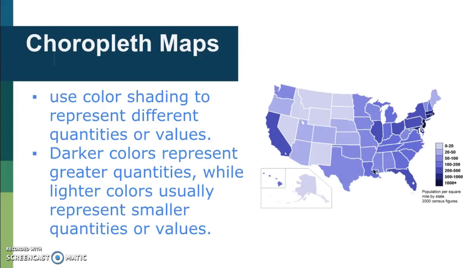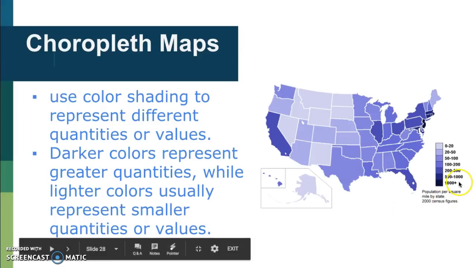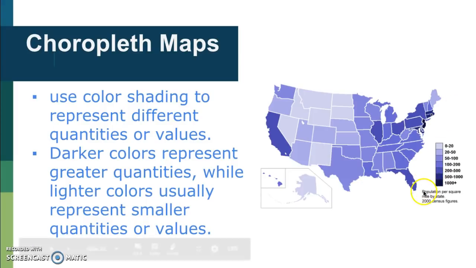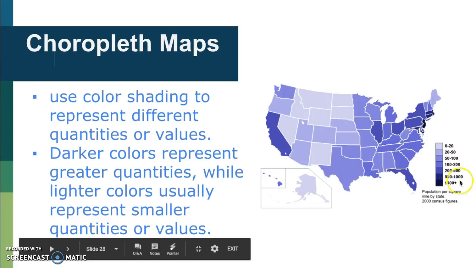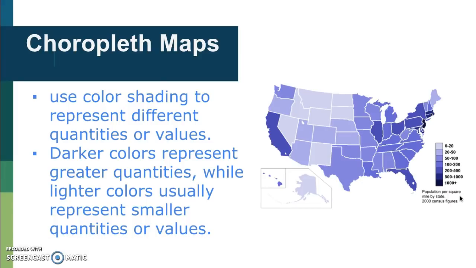So here I see my map key, and it tells me that actually there is no title, but I can kind of infer the title by looking at the map key. Population per square mile by state. So this map is telling me the population of each state. The darker the color, the more people live there.